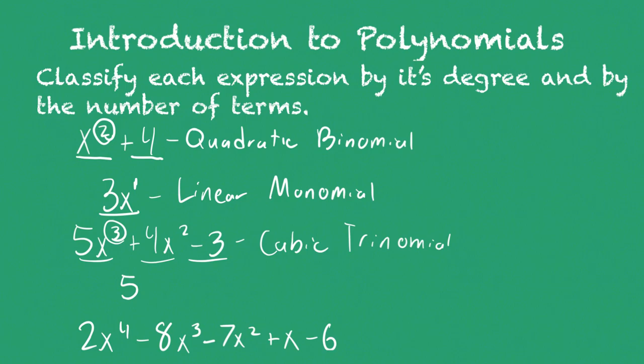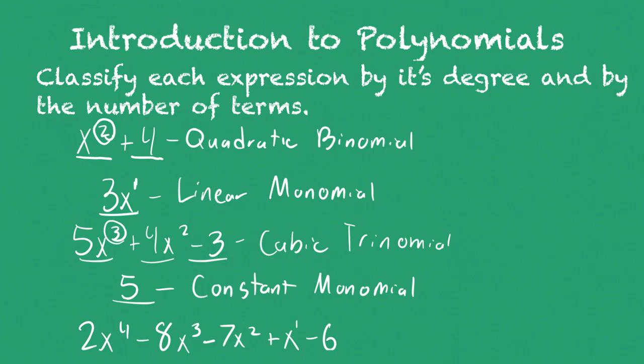For our next example, it's just the number 5. There's no variable with this, so we call that a constant. And since we only have one term, just like with 3x, we call this a monomial. So a constant monomial.